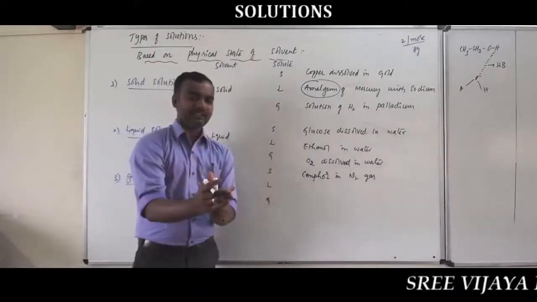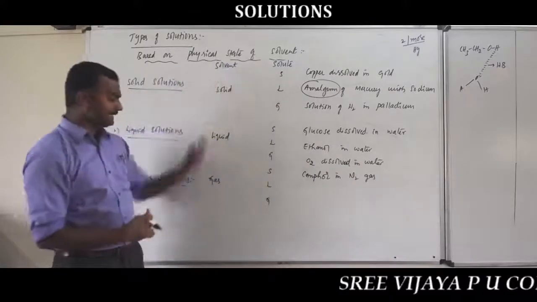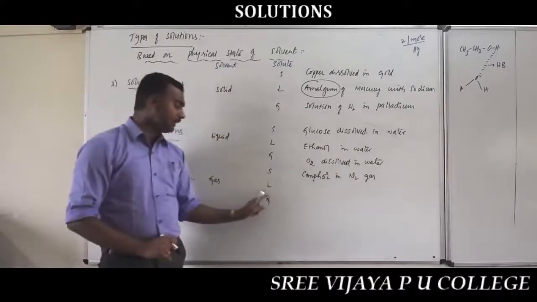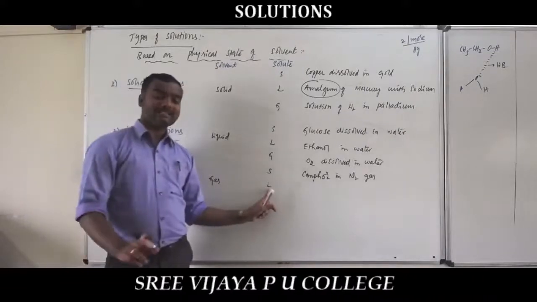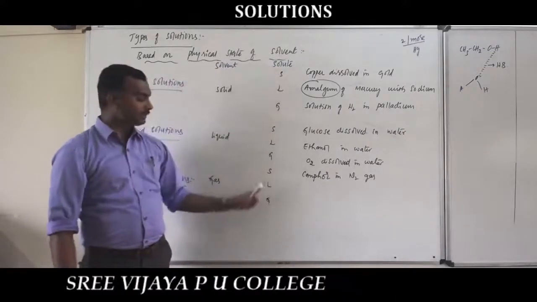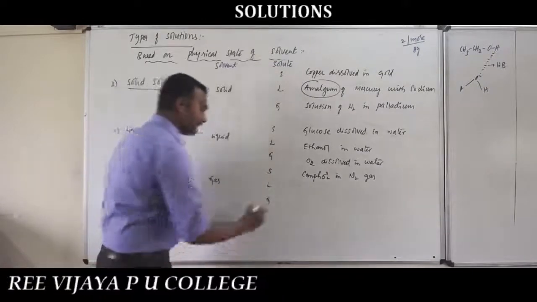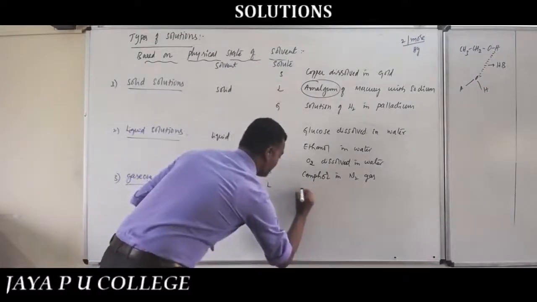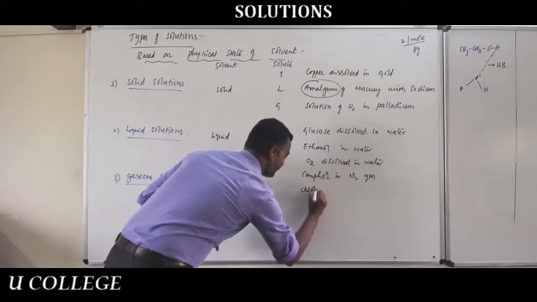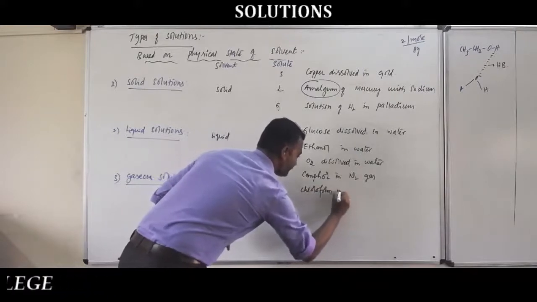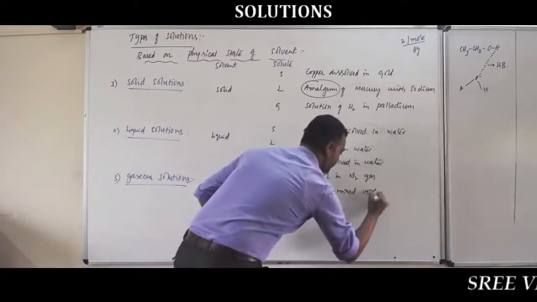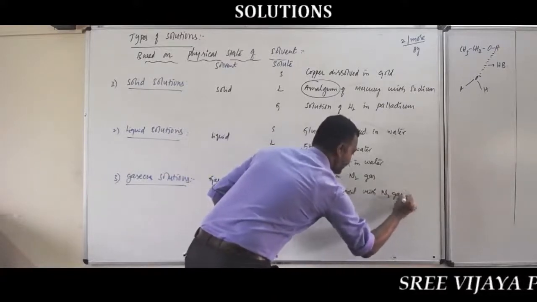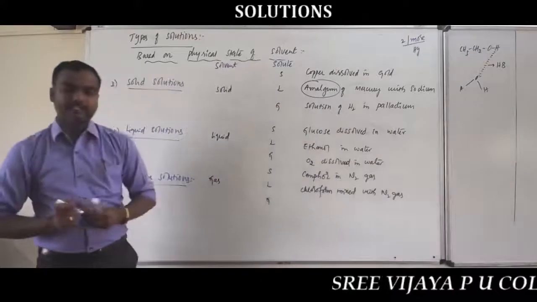In a gaseous solution, it is fixed that the solvent is in the gaseous state. Again, one of the examples for gaseous solution is one in which the liquid is the solute. The solute should be in the liquid state. The best example is chloroform mixed with nitrogen gas.